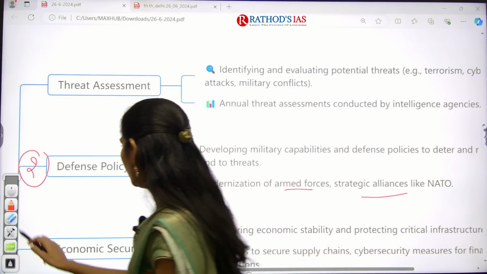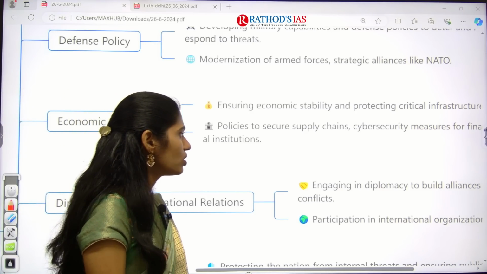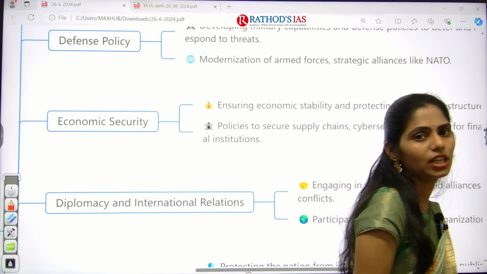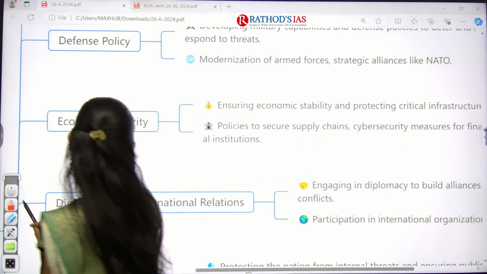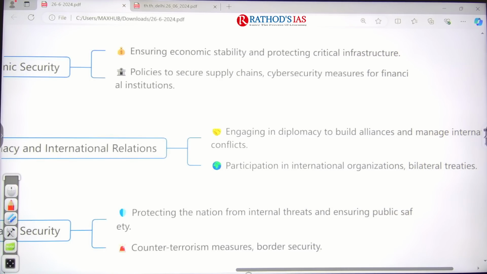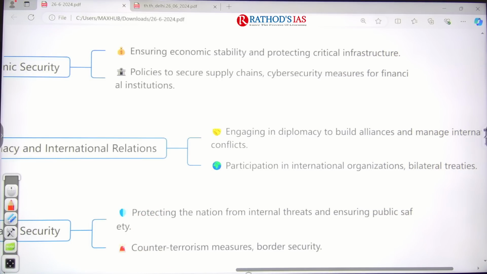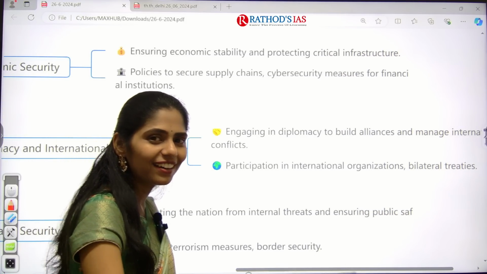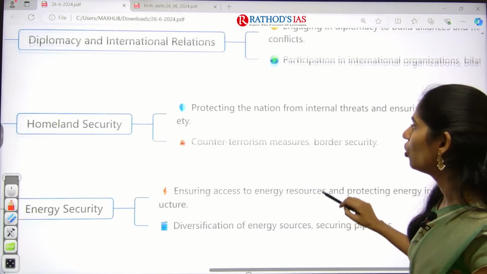And next one is, we need to focus on even economic security. So economic stability and protecting critical infrastructure is also very important. And even we need to develop policies that secure supply chains as well as cyber security measures, etc. And next one is we need to focus on diplomacy and international relations. So we have to engage in diplomacy to build alliances, and we have to manage international conflicts, and we have to focus on participation in international organizations, and we have to come up with bilateral treaties with different countries. Okay. And next one is we have to focus on homeland security.